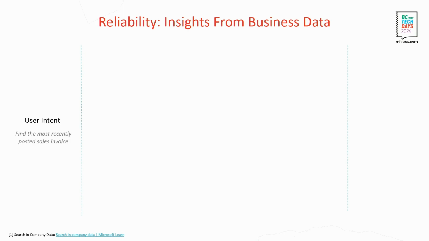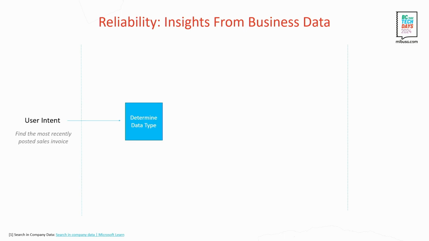And so, if you ask a question where you give us all the information that we need to answer the question, you just say, find the most recently posted sales invoice. And so you've told us that you're looking for sales invoices, and you've told us exactly what kind of filter you want to apply. It's a very unambiguous request.